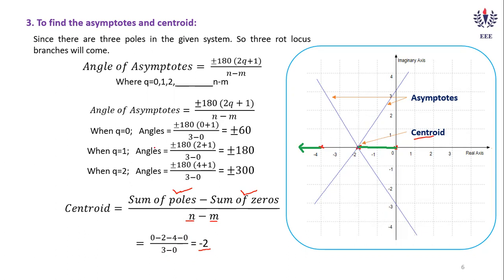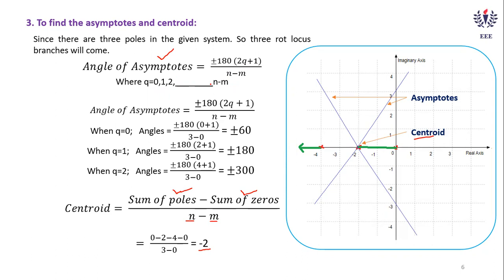Next, coming to the angle of asymptotes. We find the angle of asymptotes as plus or minus 180 into (2q plus 1) by (n minus m), where n is the number of poles and m is the number of zeros. And q represents the number of combinations, that is, how many combinations we need to calculate for the angle of asymptotes. That value depends upon n minus m.